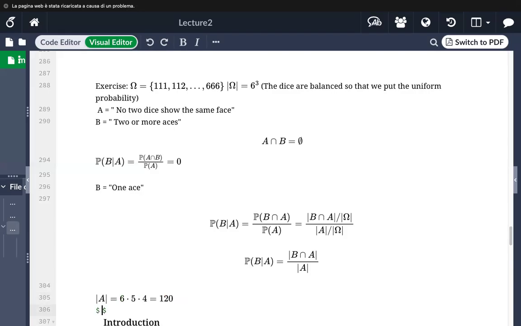Then how many elements do contain an ace, or maybe it is better to do the opposite. So how many elements in A do not contain an ace? So let's compute this cardinality. It's easier.